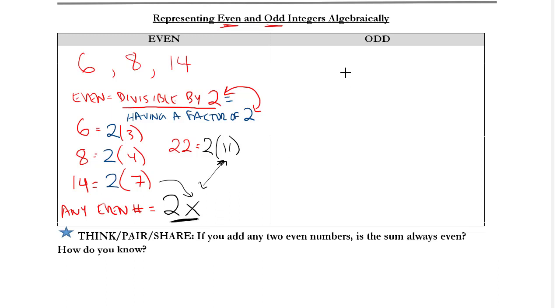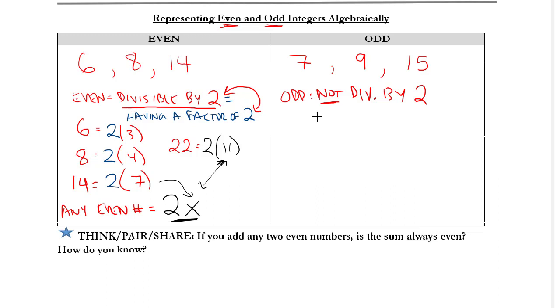Awesome. What about odd numbers? Well, let's take our even numbers here, 6, 8, 14, and I know that 7 is an odd number. There's all kinds of odd numbers. I know that 9 is an odd number, 15 is an odd number. So what makes an odd number odd? We could summarize an odd number as not divisible by 2. That's how it's different from even. All natural numbers are either even or odd. And we could say it doesn't have a factor of 2.